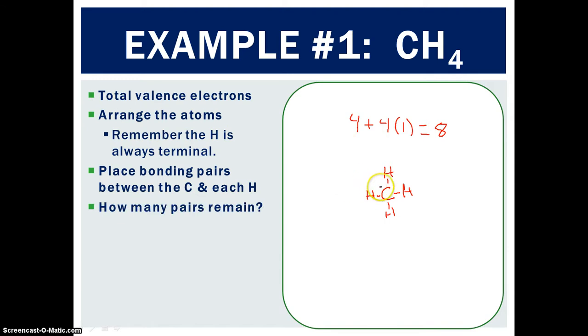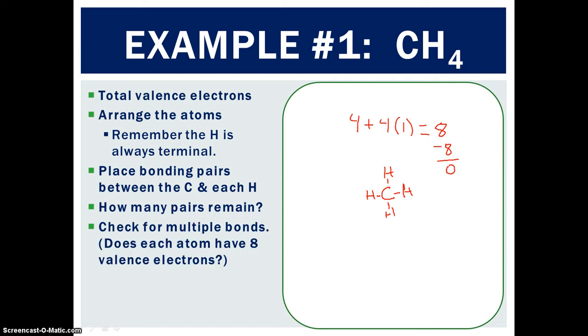And decide how many pairs remain. Remember, each of these represents a pair. So 2, 4, 6, 8. I've used 8 electrons. I have none left. No pairs remain. I have nothing left to distribute. Now I'm going to check, does each atom that needs 8 valence electrons have 8? Hydrogen each only need 2, so that line is 2, 2, 2, and 2. Carbon needs 8. So 2, 4, 6, 8. That's satisfied. That's my Lewis dot structure.